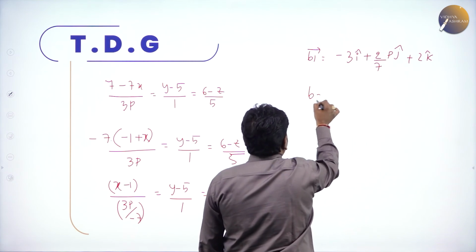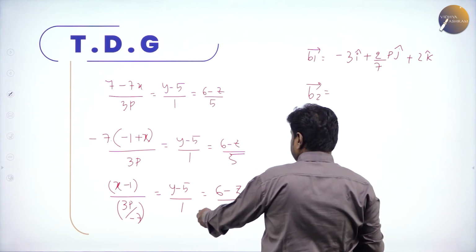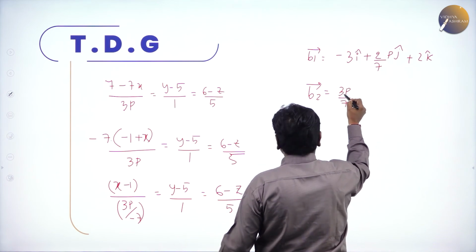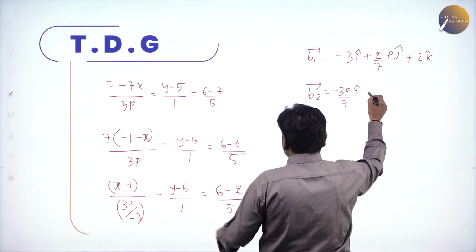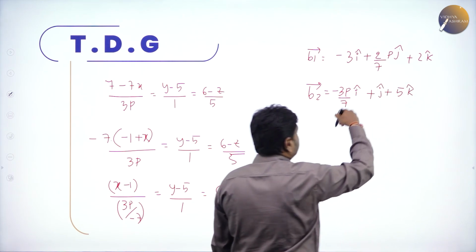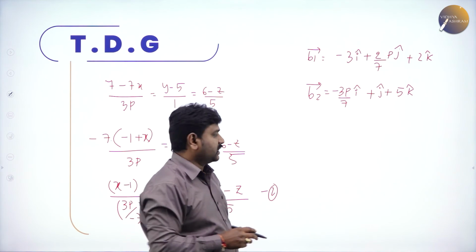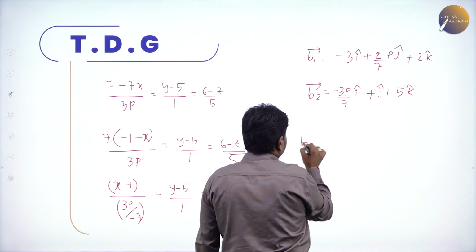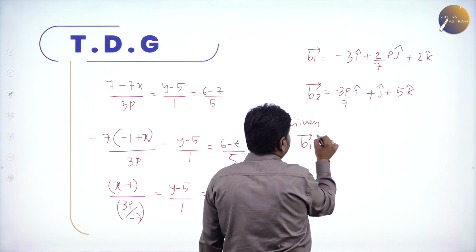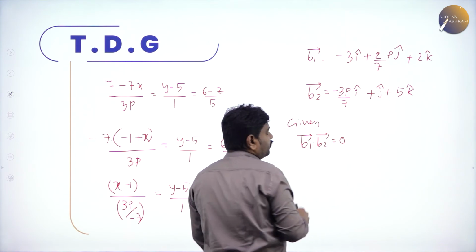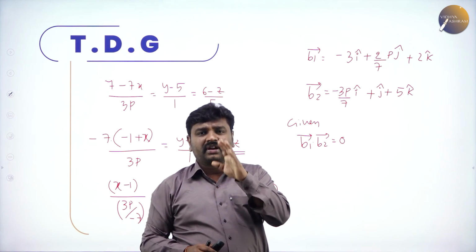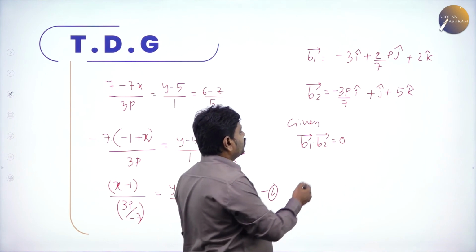Then b2, the second line, is 3p by 7 i cap minus j cap plus 5k cap. So now you have b1 and b2. The lines are at right angle. Since they are at right angle, b1 dot b2 is 0. If two lines are perpendicular, then the angle between them is 90 degrees and the dot product of their parallel vectors is 0. So b1 dot b2 equal to 0 is the condition.